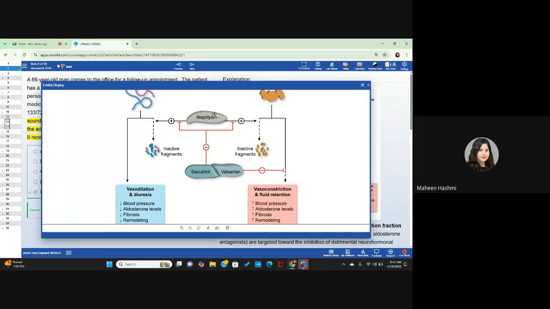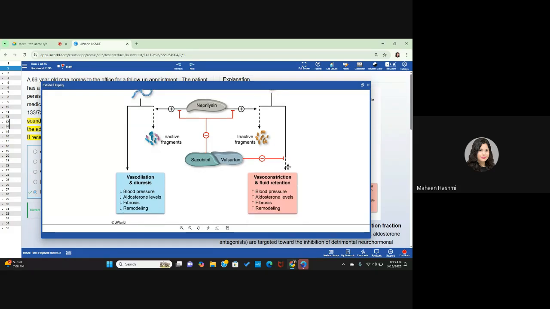So this is neprilysin, and this is sacubitril. This is valsartan, and it kind of blocks this. And as a result, what's happening is vasoconstriction and fluid retention. We know what's happening: blood pressure is going to increase, aldosterone is going to increase, there's fibrosis and remodeling. And if there is vasodilation and diuresis, the opposite of that is going to happen.